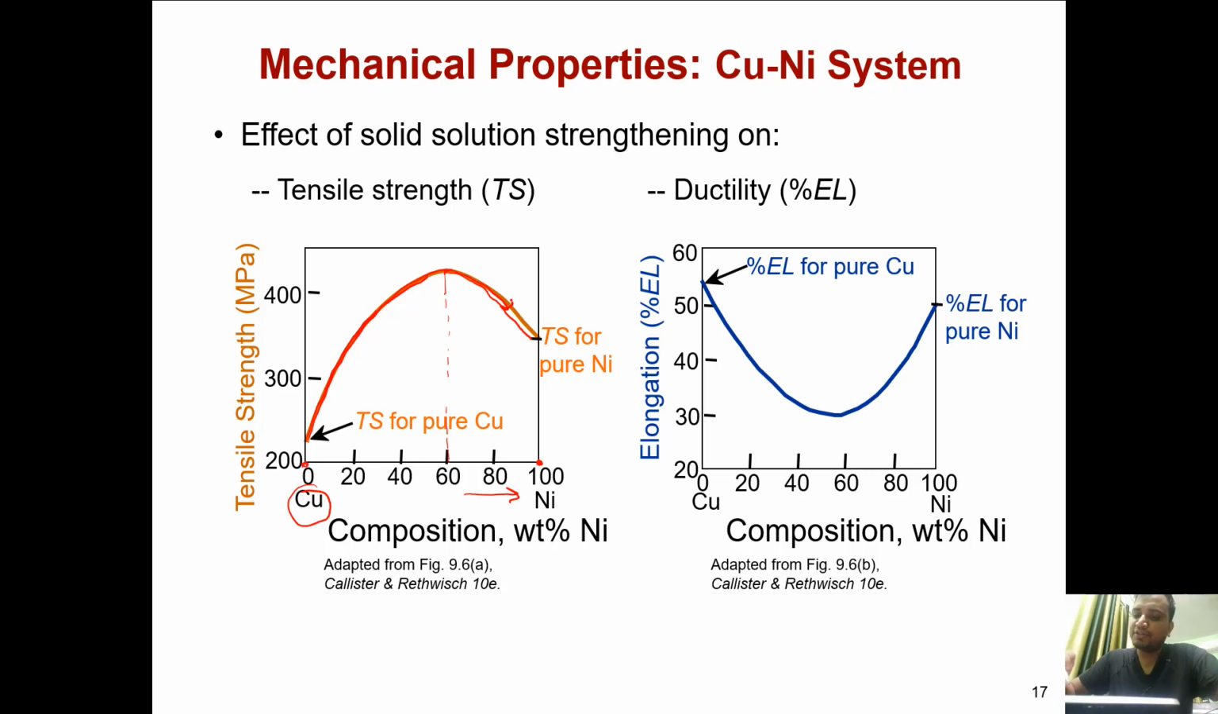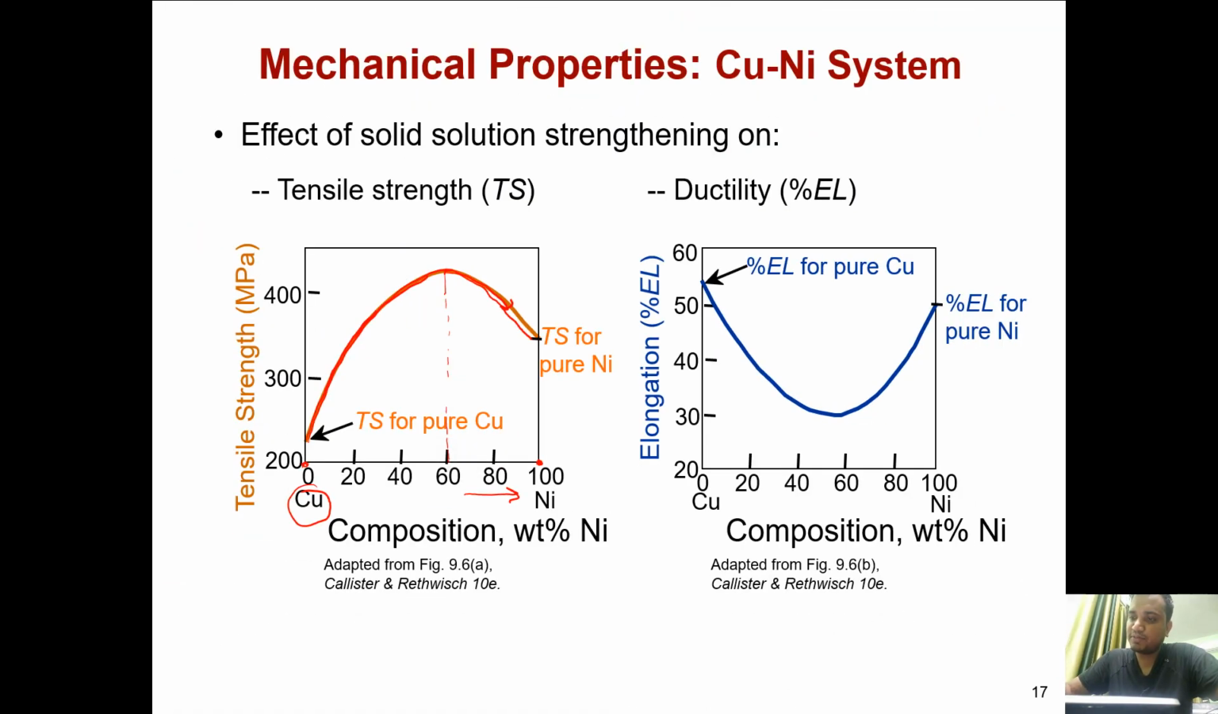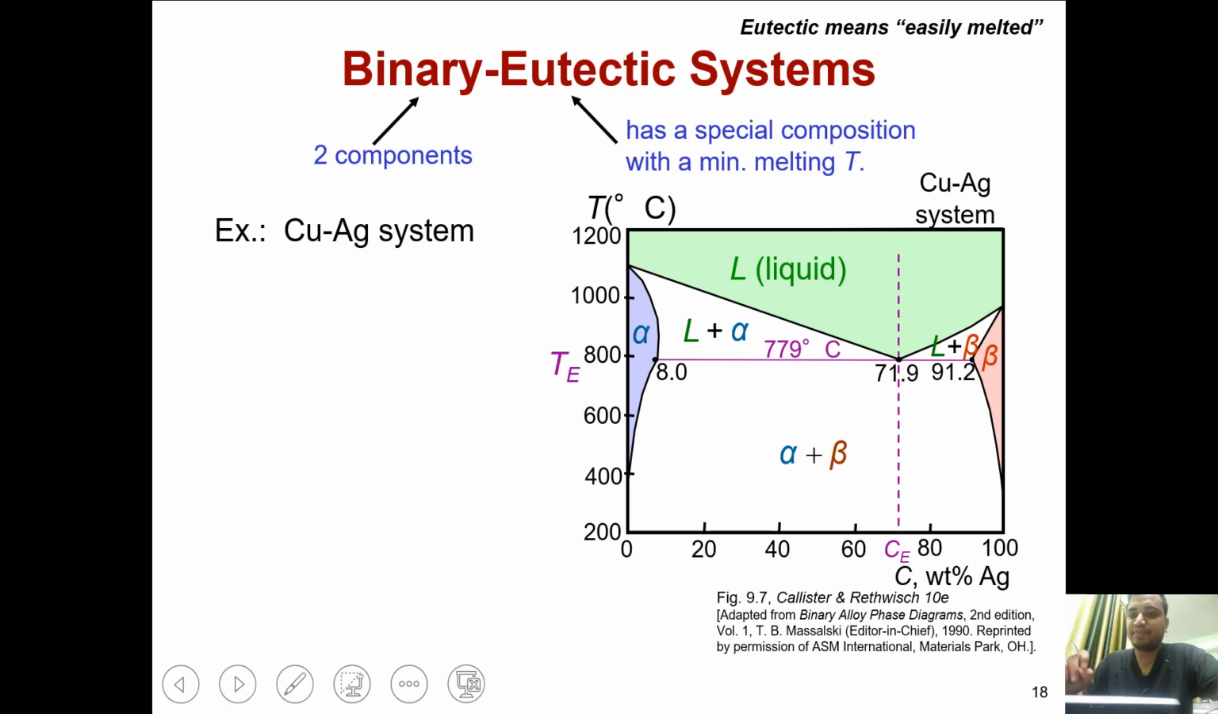So once we have the strength higher, then the ductility will be lower. That's what it has tried to explain here. See, percentage elongation tells you about the ductility. So that is lower at this 60, right? Then it increases. So these are two relations, and that is well explained over here.